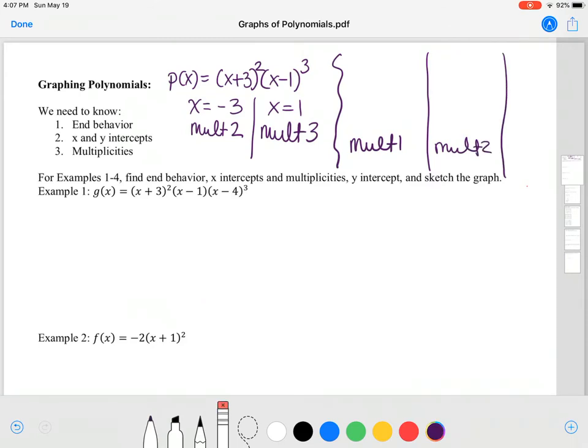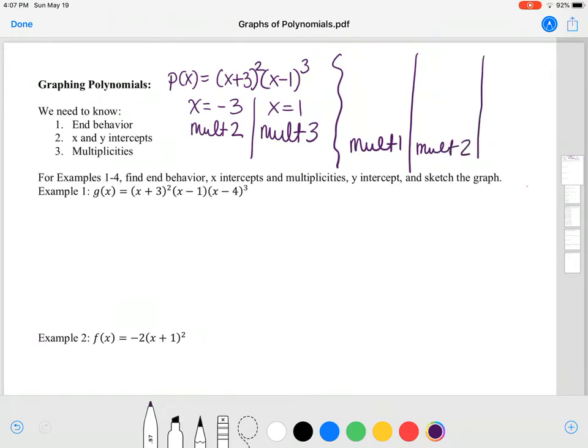I'm not leaving myself enough room. Hold on, let me fix that. So there's multiplicity 2, and then here's multiplicity 3.